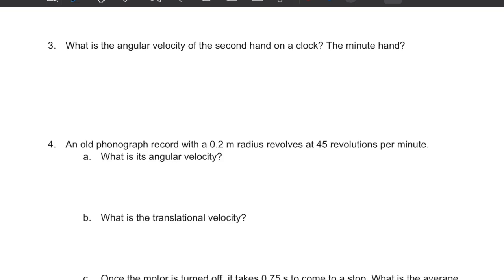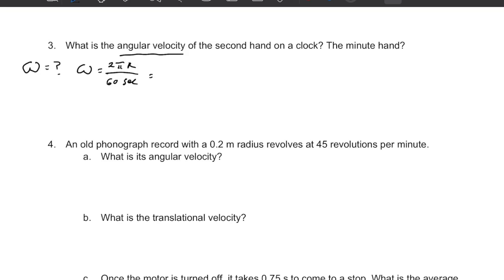What is the angular velocity of the second hand on a clock? What's the angular velocity of the minute hand on a clock? With angular velocity, we're looking at omega. The units for angular velocity are radians per second, so if we could set this up to where our solution has radians per second, we're in good shape. How many radians when the second hand goes all the way around? Well, it's 2 pi radians.